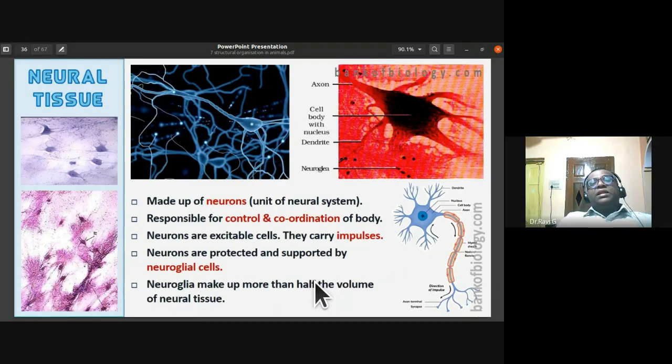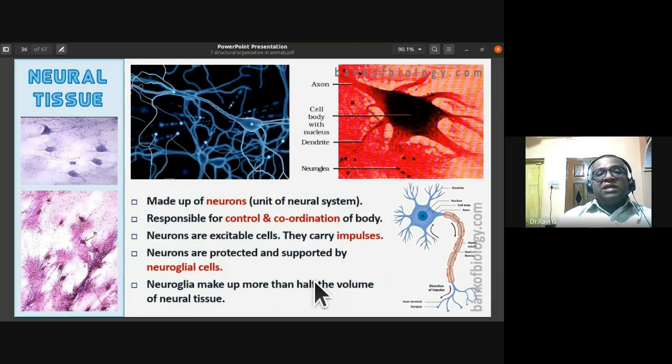The next part that we will discuss in today's class is the neural tissue. You might have already understood that it is ectodermal in origin. The neural tissue is made up of neurons. The structural and functional units of the nervous system are the neurons. Neurons are responsible for control and coordination of the body. Neurons are excitable cells. They carry the messages or impulses.